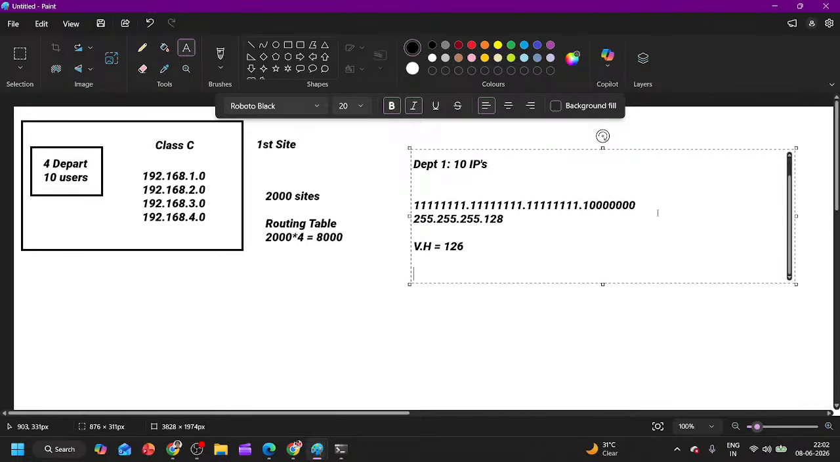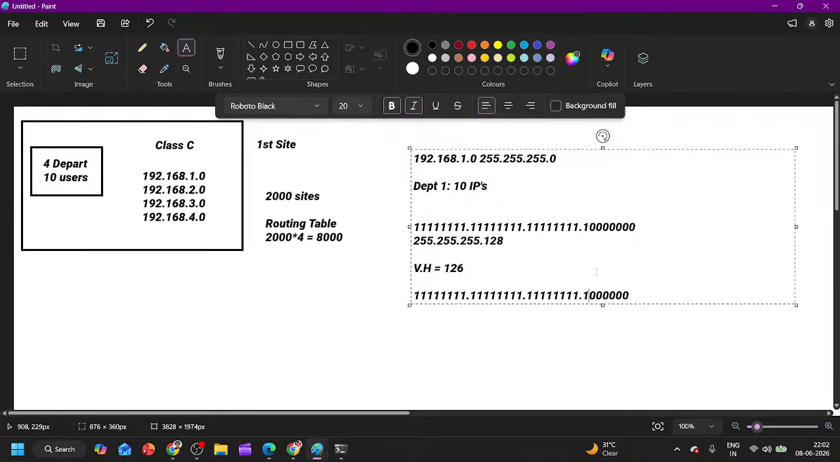Let's do one thing, let's increase one more bit over here. Let's convert one more host bit into a network bit in the 4th octet. Now my subnet mask will become 255.255.255.192. Now how many valid hosts are there? 2 to the power 6, 64 minus 2, 62. Still this is more IP addresses as compared to 10.